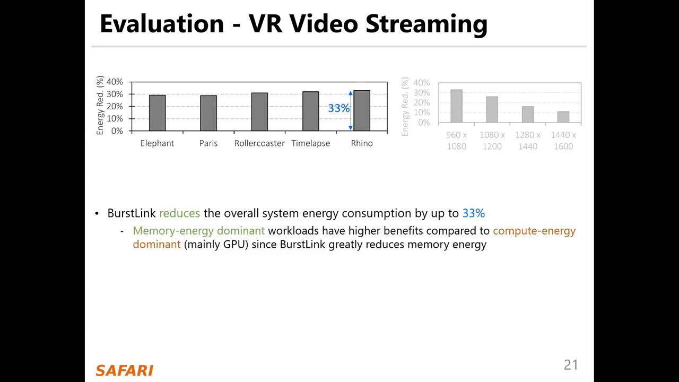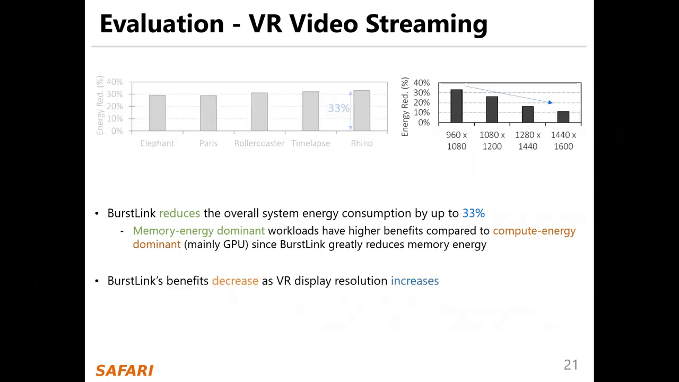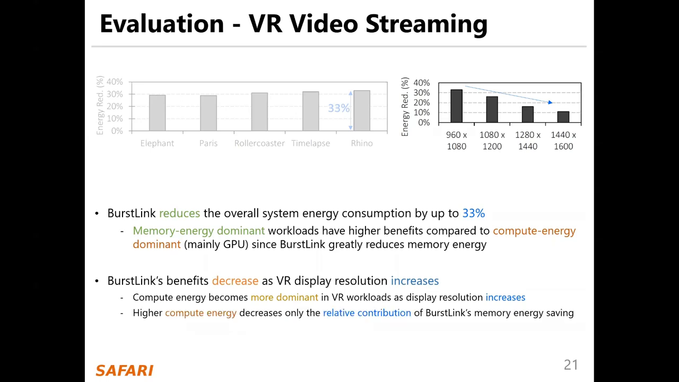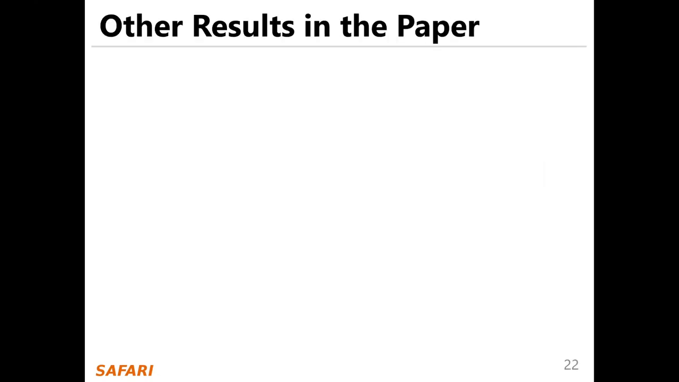Memory energy dominant workloads have higher benefits compared to compute energy dominant, since BurstLink greatly reduces memory energy. BurstLink benefits decrease as VR display resolution increases. Compute energy becomes more dominant in VR workloads as display resolution increases. Higher compute energy decreases only the relative contribution of BurstLink's memory energy savings.